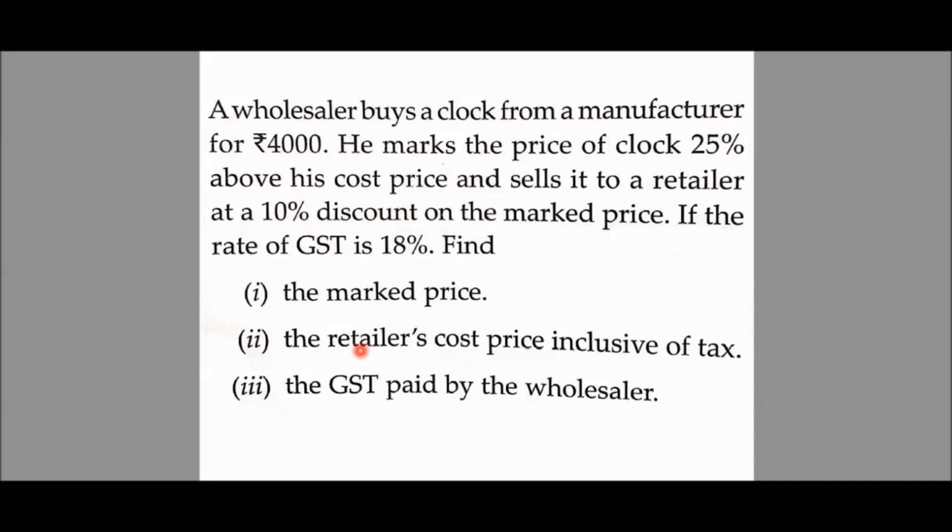Then if the rate of GST is 18%, your total rate is 18%. So be careful while finding CGST and SGST. We'll divide this by 2. So 9% CGST, 9% SGST. We need to find the marked price which is tagged by the wholesaler.